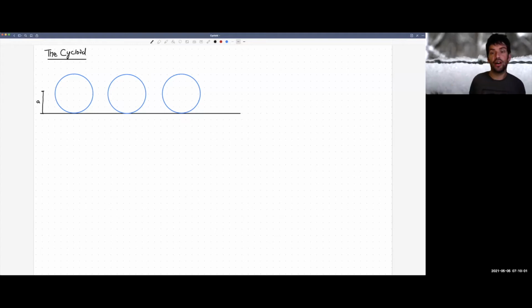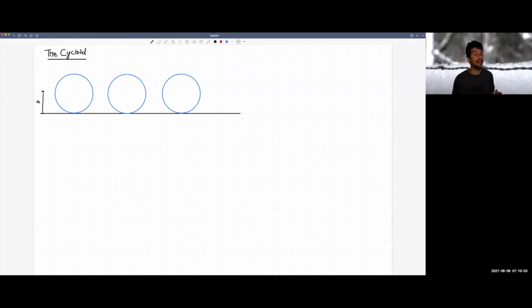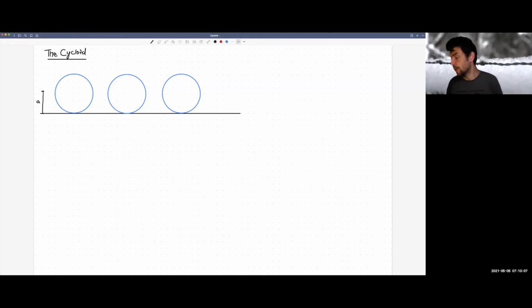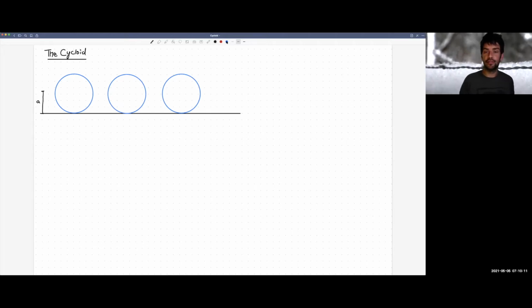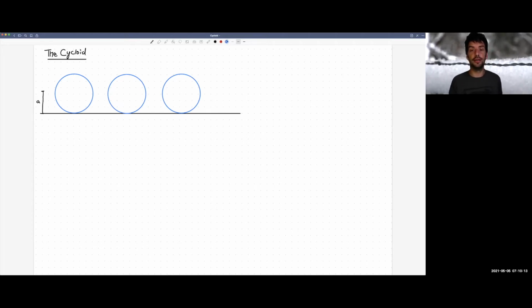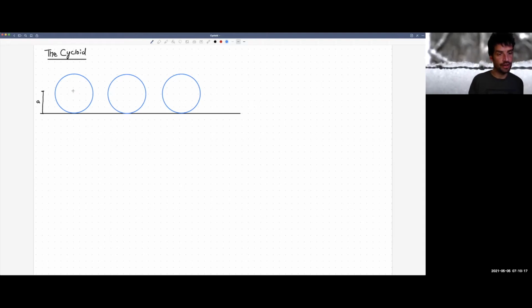It's a good process for thinking about these parametric equations and how to construct them and those kinds of things. So let's set up what's happening. What I've got here is a picture of a wheel with radius a. Let's put its center in. It's moving to the right.